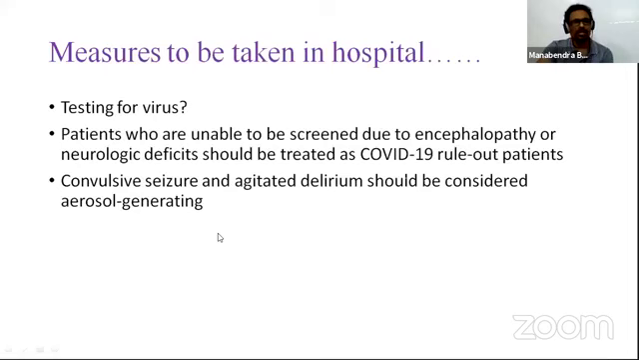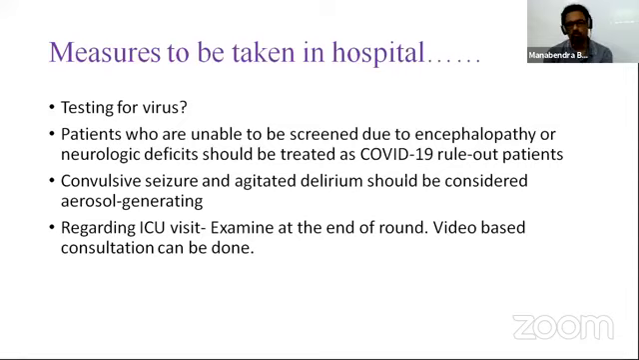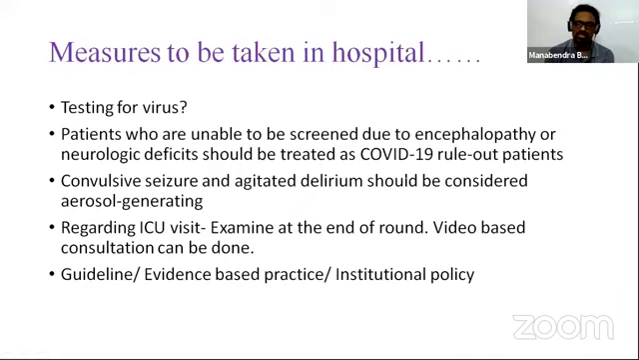And regarding ICU visits, all of the senior professors and consultants have to go to the ICU from call. So try to go to the ICU at the end of the round. This is for our safety, and video-based consultation is encouraged. Every institution has its own institutional policy. If you have a national guideline or the WHO guideline, you can implement that as well.